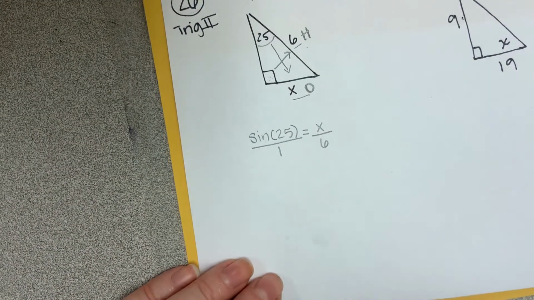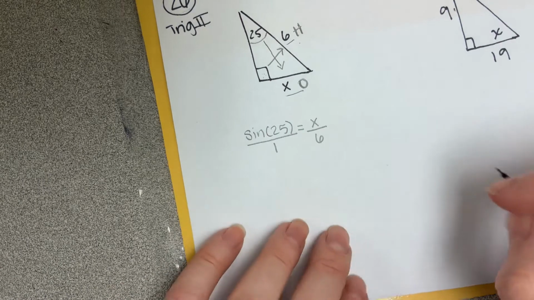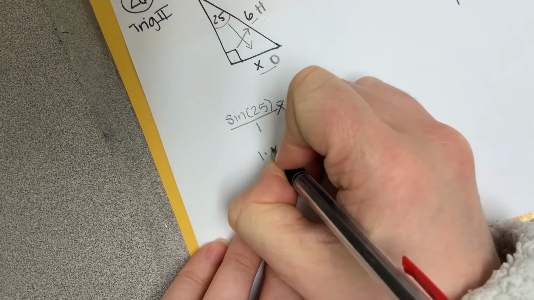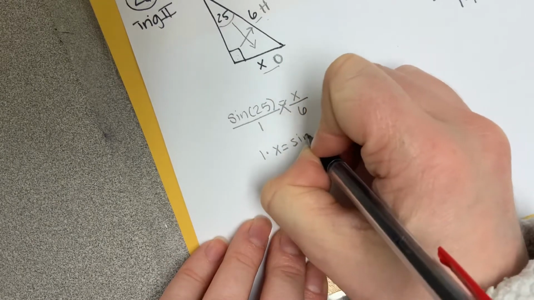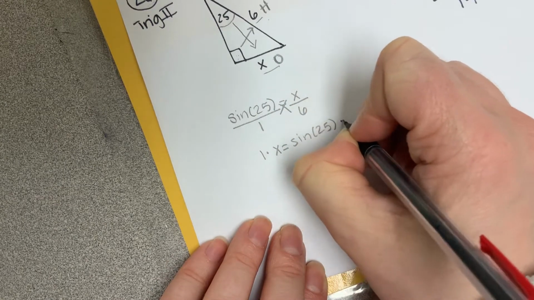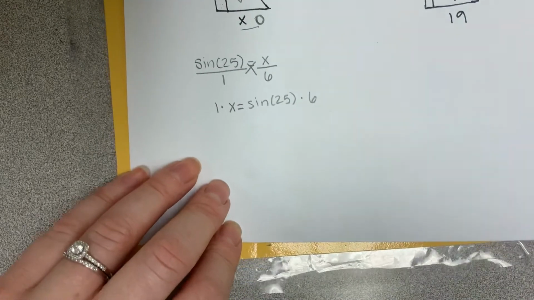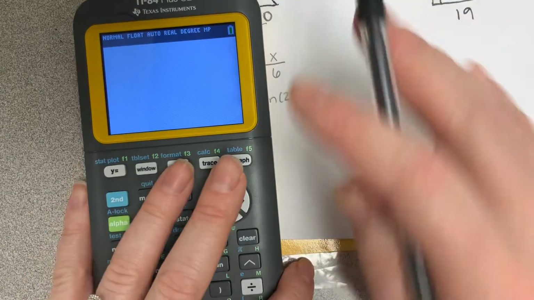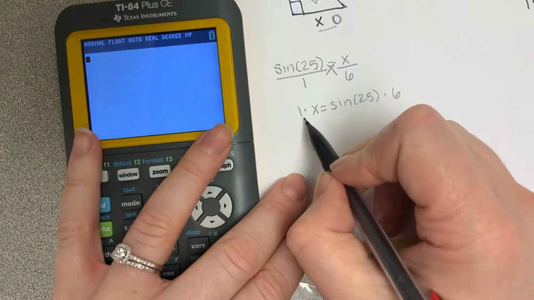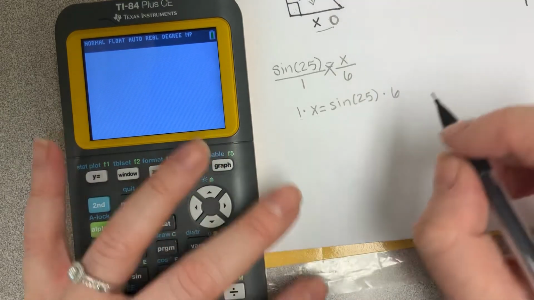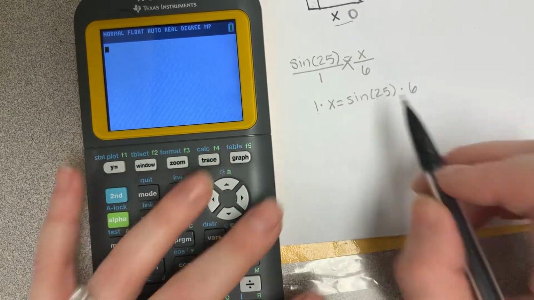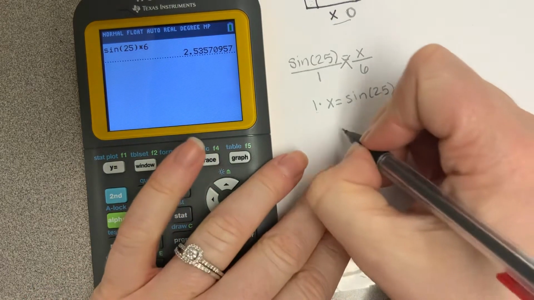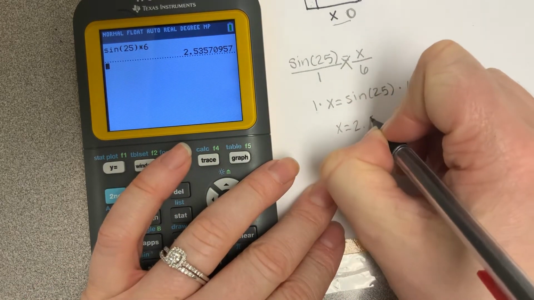All right, and so I'm going to write it like sine 25 over 1, just so that I can cross multiply. So I get 1 times x equals sine 25 times 6. And so when I plug this in my calculator, it's important to make sure that we're in degree mode. And since 1x is just equal to x, I don't need to divide by anything. So I'm just going to multiply sine 25 with 6. And so x is equal to 2.535.